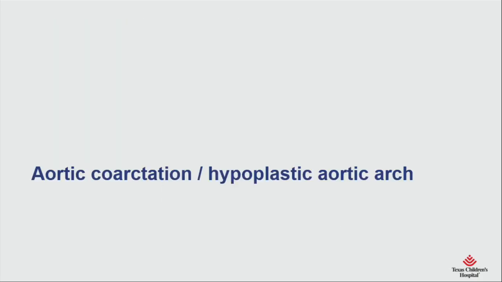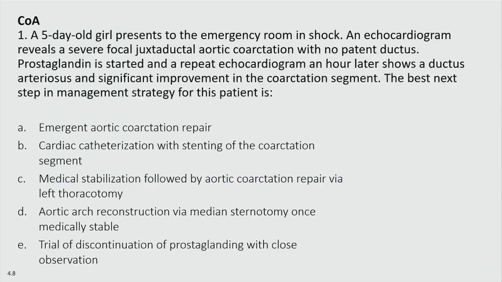So let's talk briefly about aortic coarctation, hypoplastic aortic arch. So another question, 5-day-old girl presents to the emergency room in shock. An echo shows severe juxtaductal aortic coarctation with no PDA. PGE is started, and a repeat echo shows a ductus arteriosus that's now open and significant improvement in the coarctation segment. The best next step in management: emergent repair, a cardiac cath with stenting, medical stabilization followed by aortic coarctation repair via left thoracotomy, aortic arch reconstruction via median sternotomy, or a trial of discontinuation of PGE with close observation.